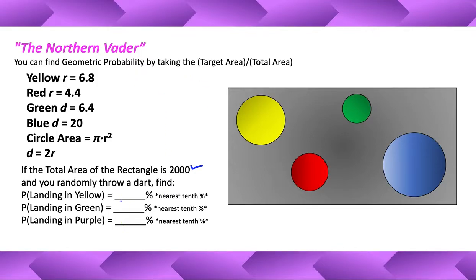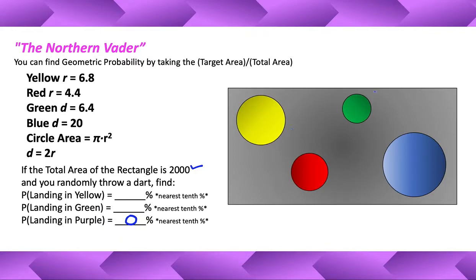So there's 3 of them. We're going to land in the yellow, land in the green, and land in the purple. And it's like, wait, what, purple? Oh yeah, that's an easy one. There is no purple circle, so the probability of landing in it is 0%. That's pretty nice. There you go. 1 down, 2 to go.